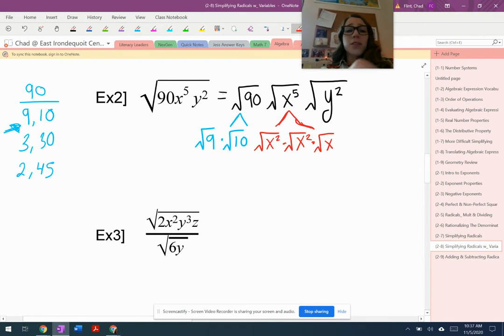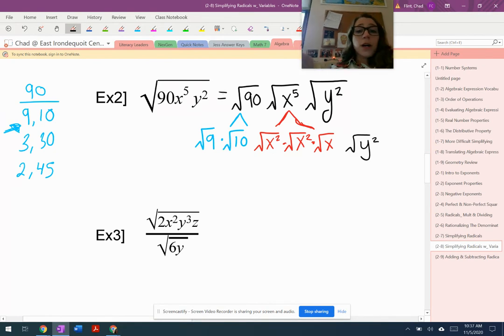And so then the square root of y squared, I don't really need to break that up into anything because it is the square root of y squared already. It's already broken up into squareds. All right, so now we just kind of put it all back together here.